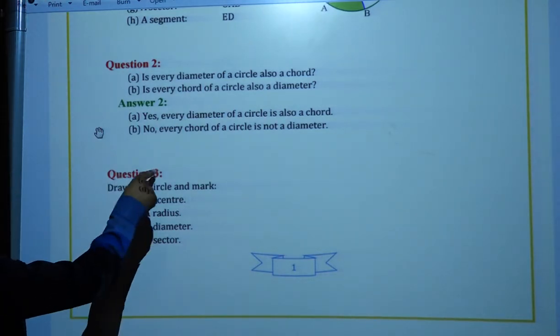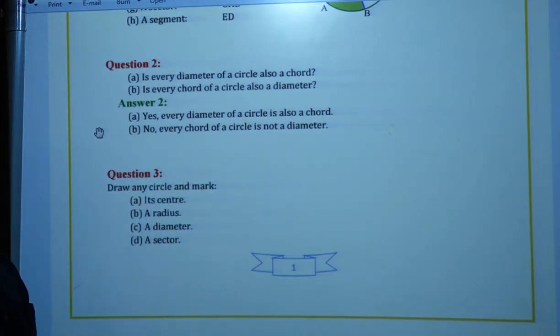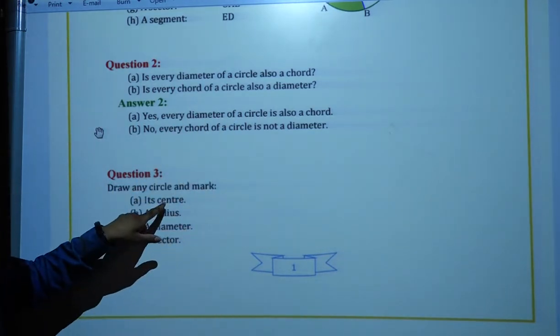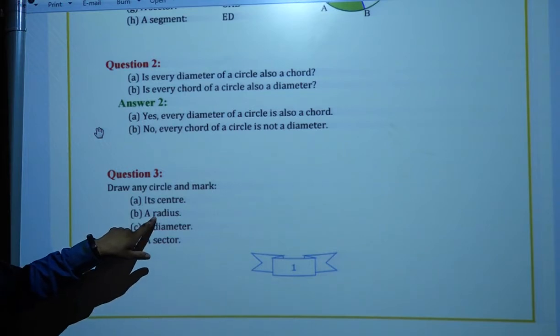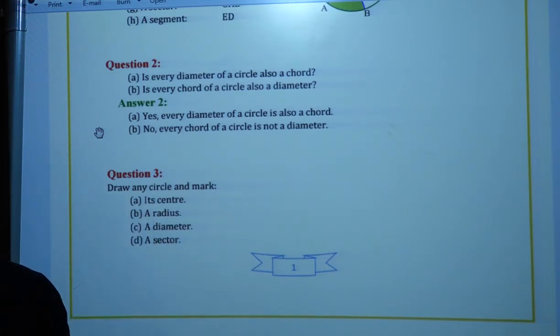Here is given question number 3. Draw any circle and mark. You have to draw the circle. Show center point, show radius, show diameter and show sector. Now we will see here in the figures.